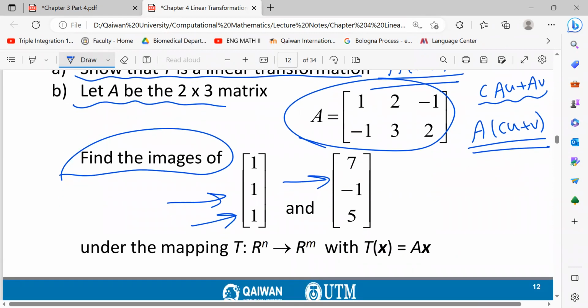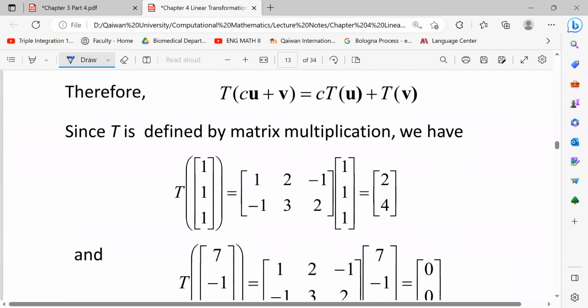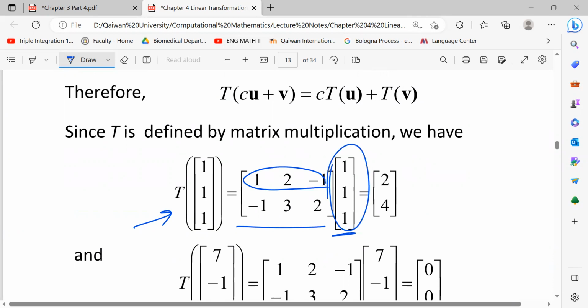What's T of this? T of 1, 1, 1 is A times 1, 1, 1. What's A? A is the given matrix. We just multiply these two. How about T of this? It's the matrix multiplying by the vector. It's done here. T of this is the matrix times the vector. We multiply these two, we get 2 and 4. Shall we do the multiplication or is it easy? Here we multiply this row by this column and we put it in the first entry.